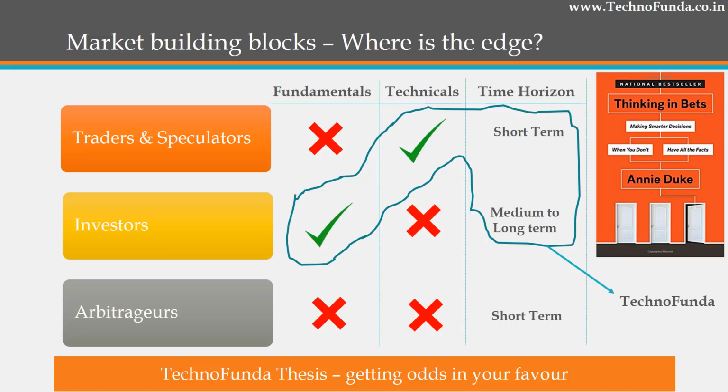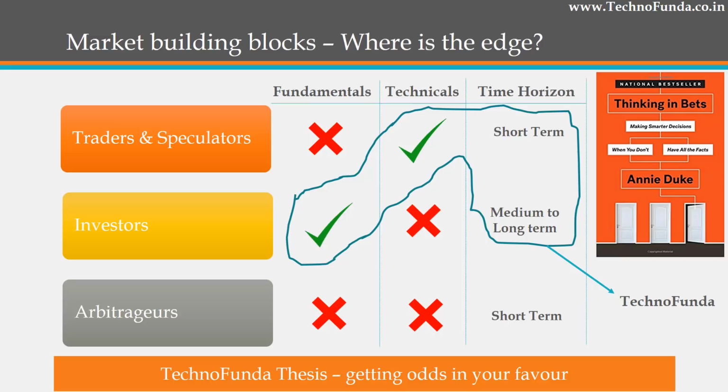All right, so now basically the idea is mostly the traders and speculators bet on technicals, while most of the investors use fundamentals for taking their decisions. So that gives rise to a question: if the market participants are using the same kind of information, can they get an edge? Where is the alpha? There is an interesting book known as Thinking in Bets, and that basically says that if you want to get an edge, you need to be smarter than other participants. So TechnoFunda is all about that.